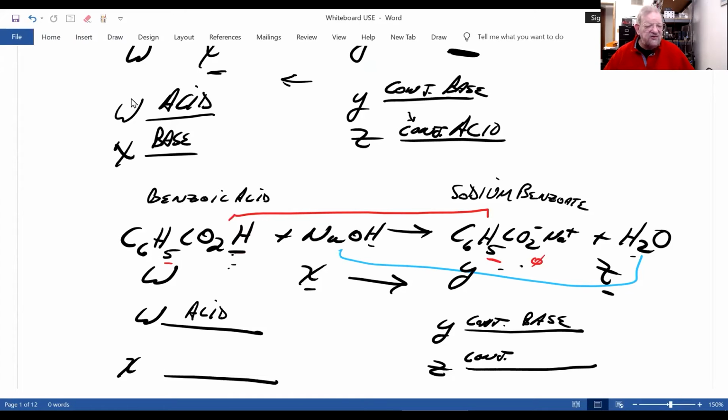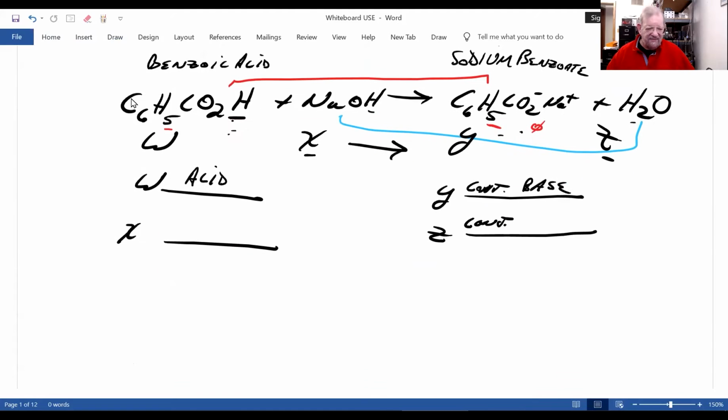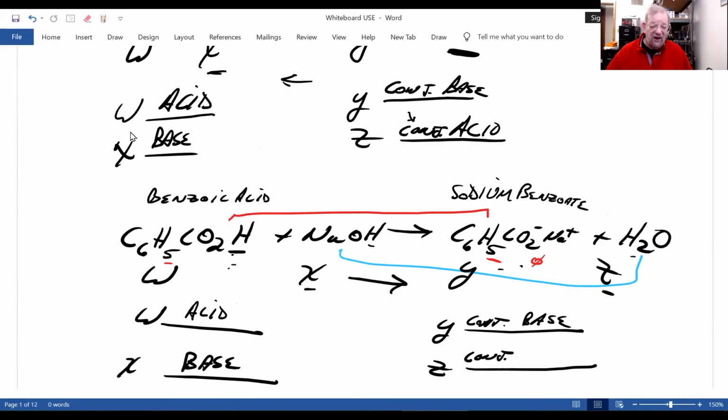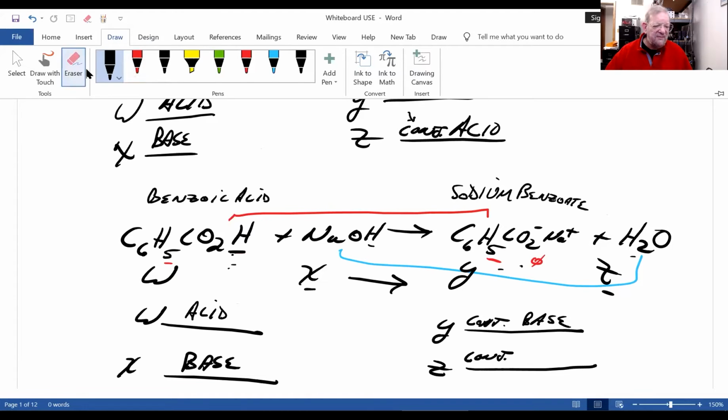What's something that accepts a proton? In your case, count the hydrogens. That's a base. Acid: proton donor, or gives it up. Base: proton acceptor. Now, we have one left to go. We know what it should be, but let's make sure we're doing this right.